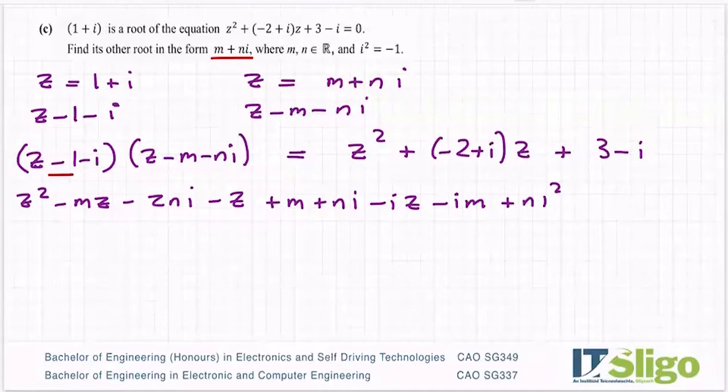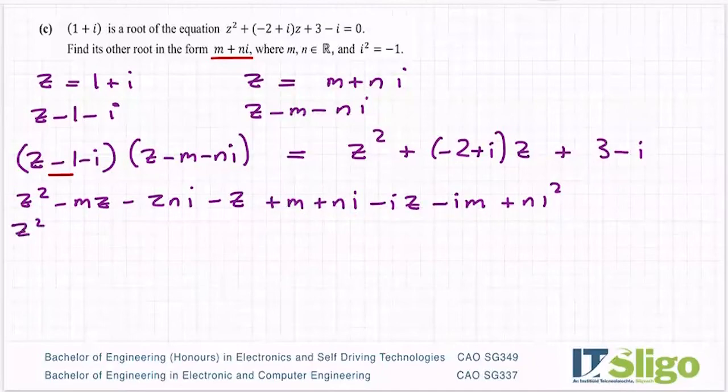Okay, you tidy this up. You let the z squares equal the z squares, and you can see that they're going to cancel. You then factor out all the z's along the way and then let these two equal to each other. And whatever m and n you get here will be equal to minus 2 plus i. And then all of these terms that are on their own with no z's in them will be equal to 3 minus i. Okay, so that's where I'm going with this.